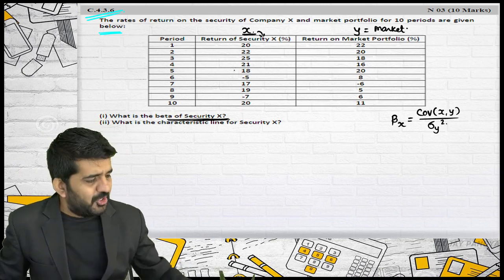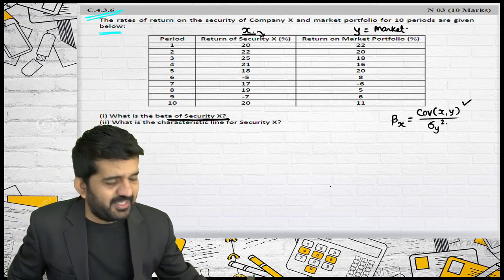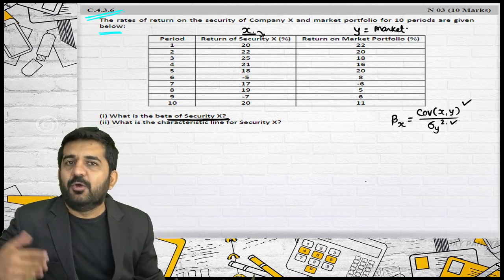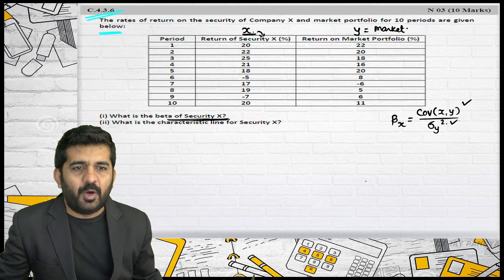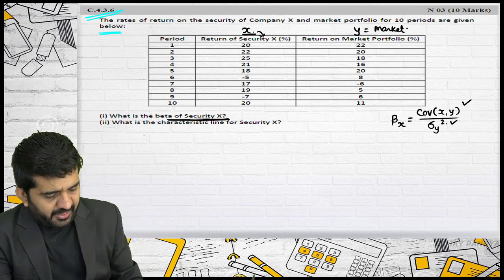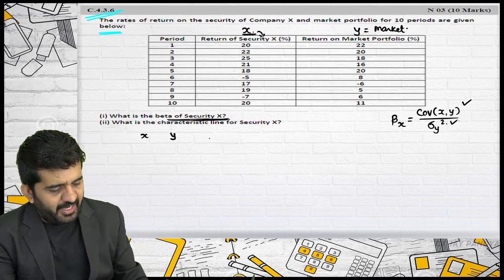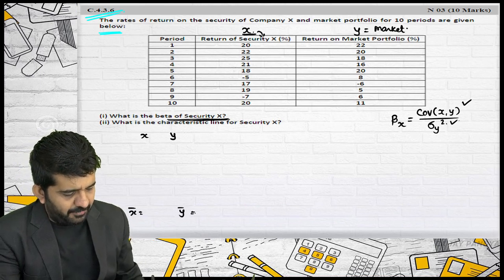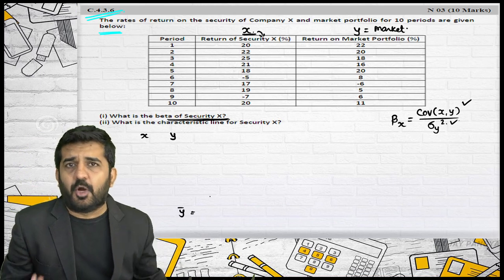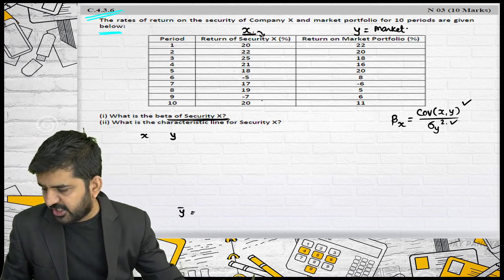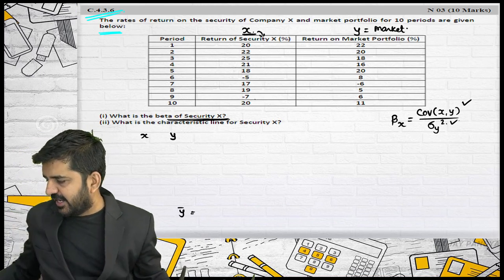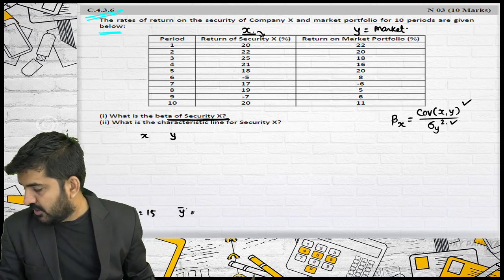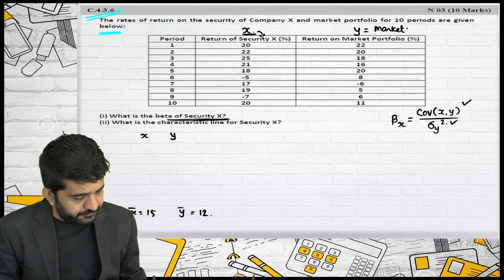Is it alright? So you just need to find out the covariance between X and Y and the standard deviation of Y whole square, that is the variance of Y. How will you do it? You will write down X. You will write down Y. Then you will find out X bar and Y bar. I hope there is no probability, so it is just a simple average that you need to find out. I am directly taking it from the book. X bar is 15, Y bar is 12.